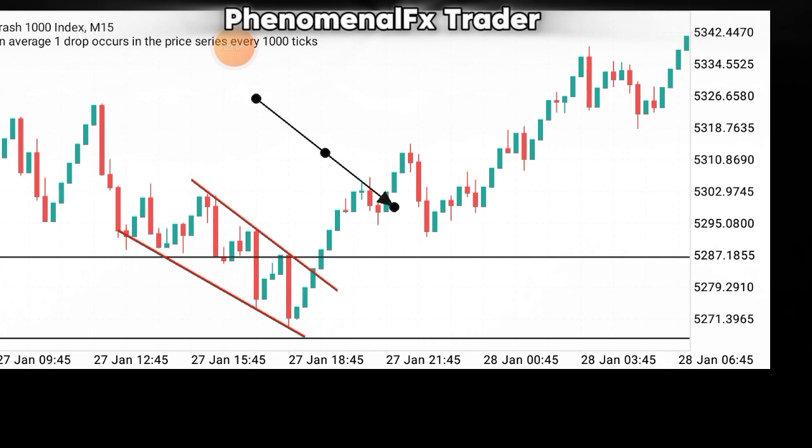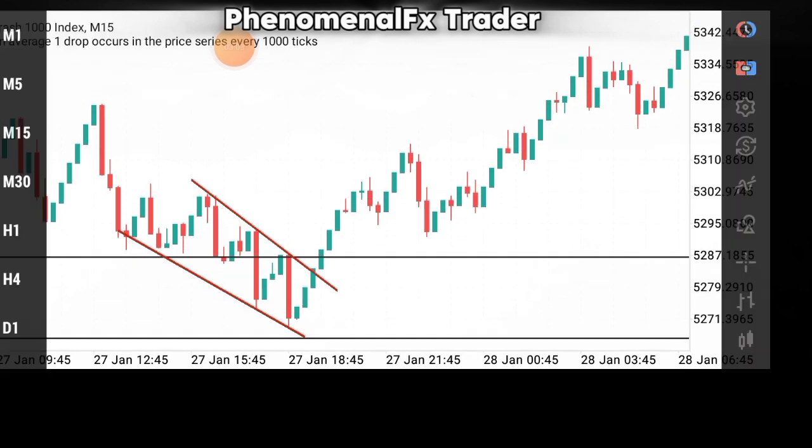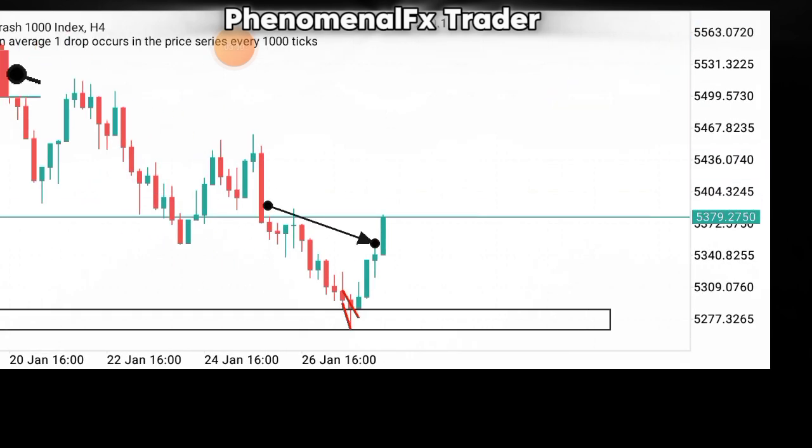So my TP was based on the 4-hourly time frame. It was around this zone. So I decided to take my profit somewhere around here. So it gave me so much massive profit. I made over $370 with lot sizes of 2.0 for two positions, yes, for this particular pair. So it gave me so much massive profit.